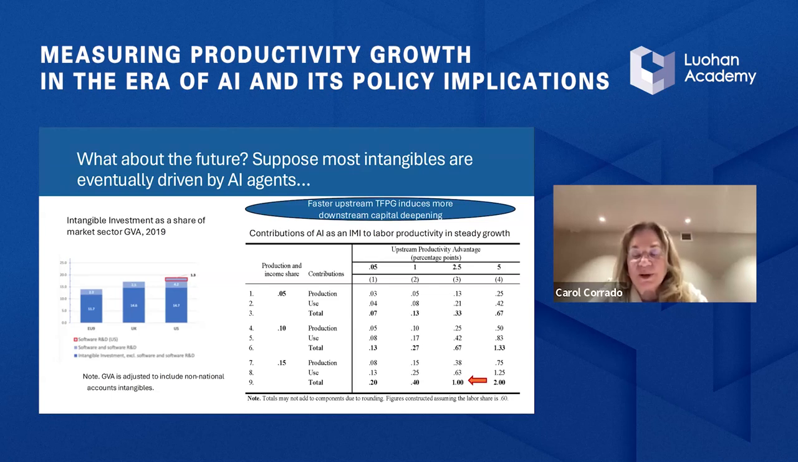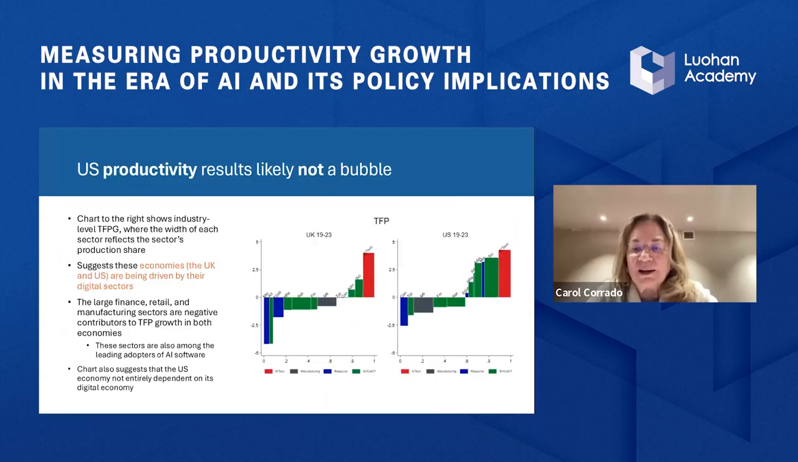So if we look conservatively at the third column and take 15% rather than 20% as the share of output that could be produced via AI, you get a 1% per year contribution of AI to labor productivity growth on a steady growth path. It could be more, and I could talk about that, or less. But I want to conclude by saying that I don't think these US productivity results are a bubble.